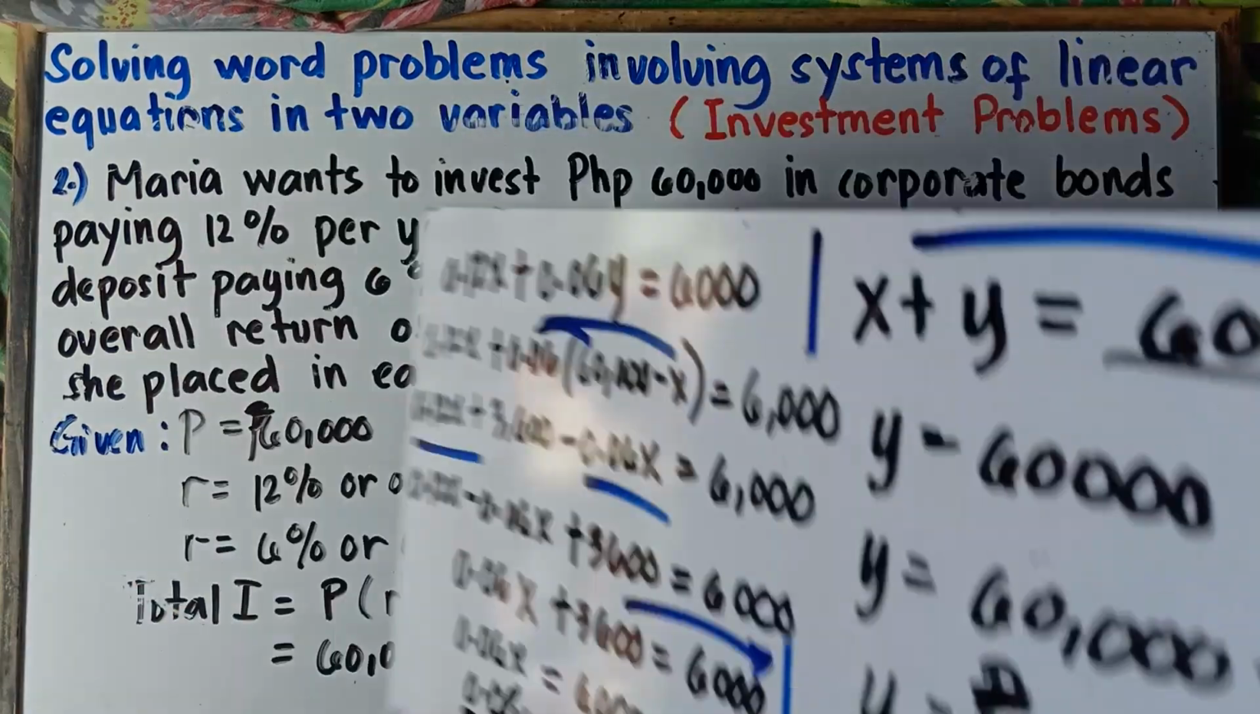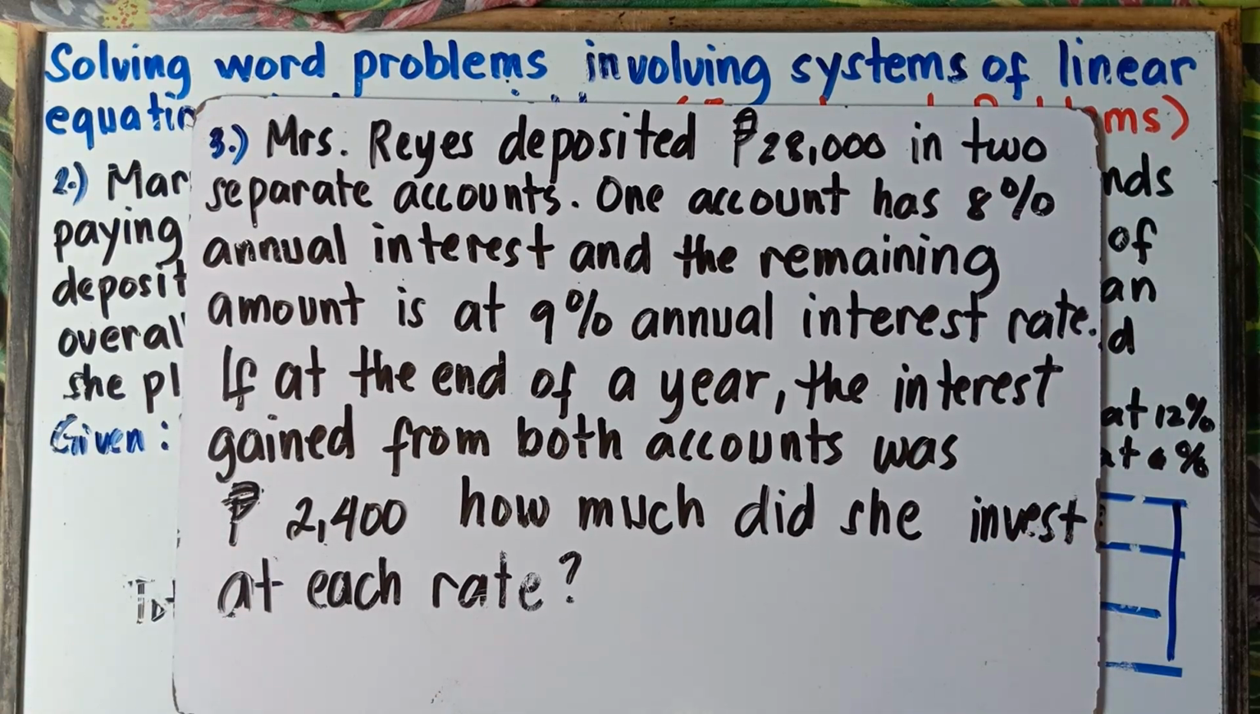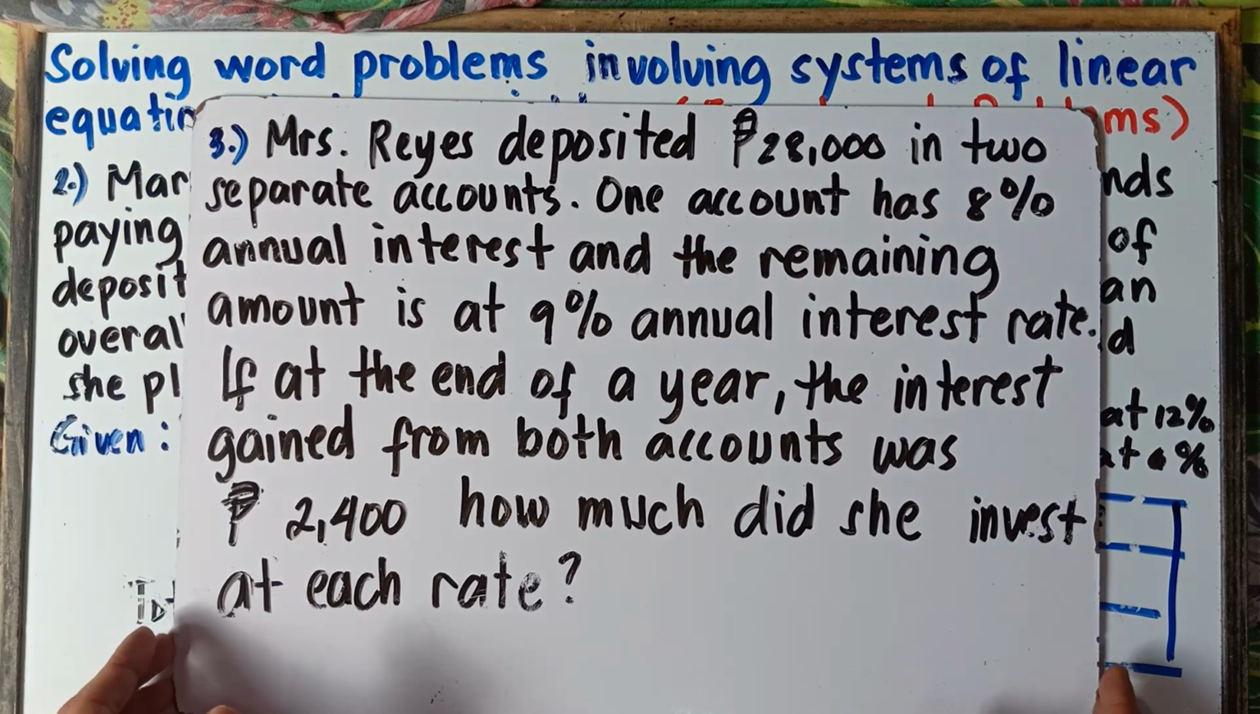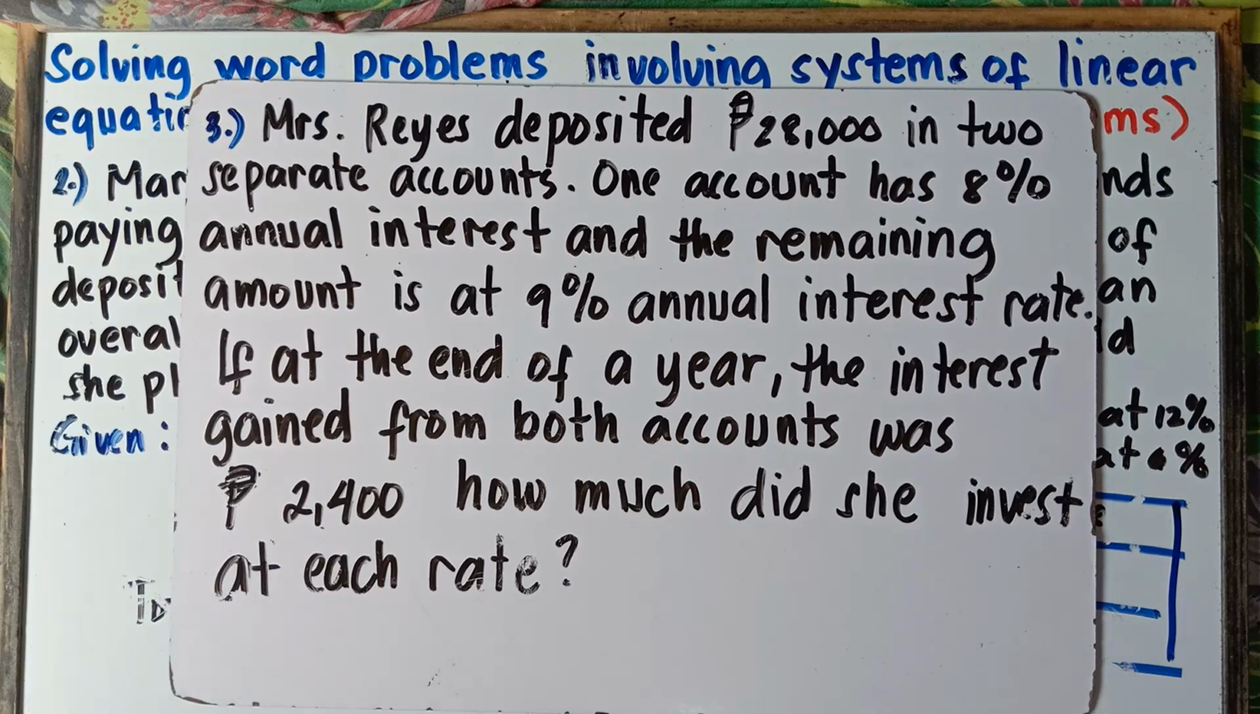Alright, so how about you try this one class, example number 3, and then you put your answer class on the comment section down below. Let me check class if you really understand our topic. So Mrs. Reyes deposited 28,000 in two separate accounts. One account has 8% annual interest and the remaining amount is at 9% annual interest rate. If at the end of a year, the interest gained from both accounts was 2,400 pesos, how much did she invest at each rate? So once again, you try this one and then you put your answer in the comment section down below. Let me check this if you really understand our topic.